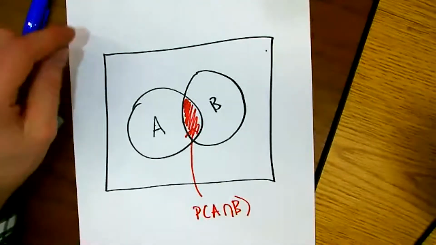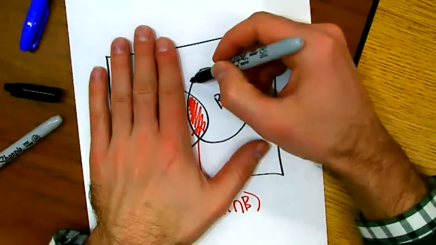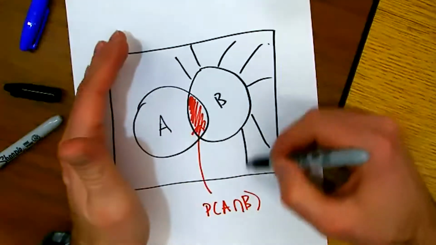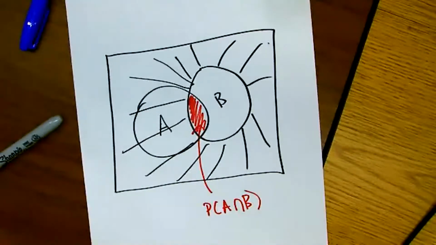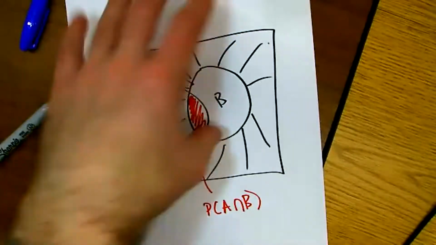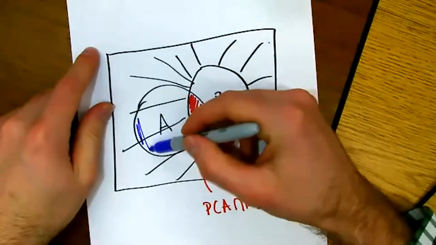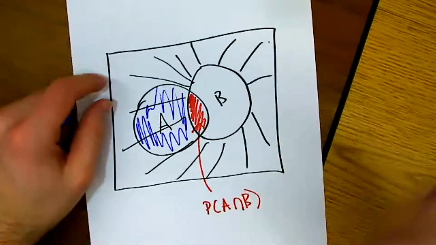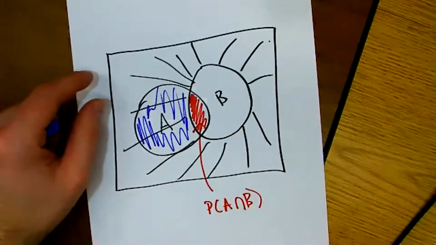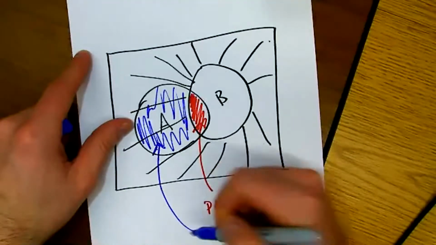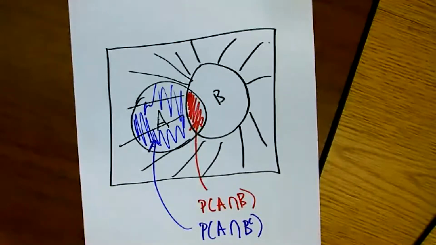Where would B complement be? Well, if I ignore A for a second, here's event B. B complement is everything that's not in B, right? You can imagine that area that I just shaded in. So this second area of A, if I shade it in here, that's where B complement intersects with A, right? So that blue area is the probability of A and B complement.